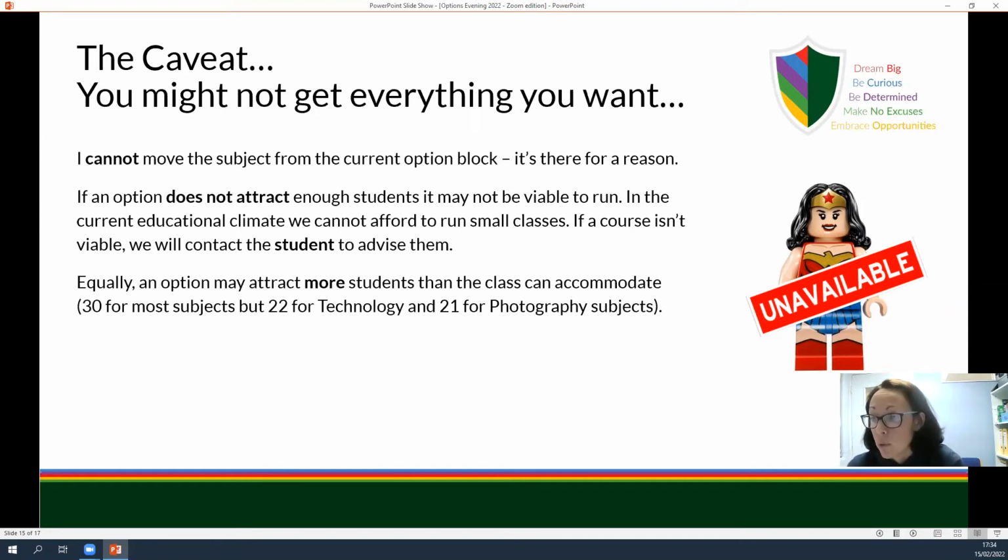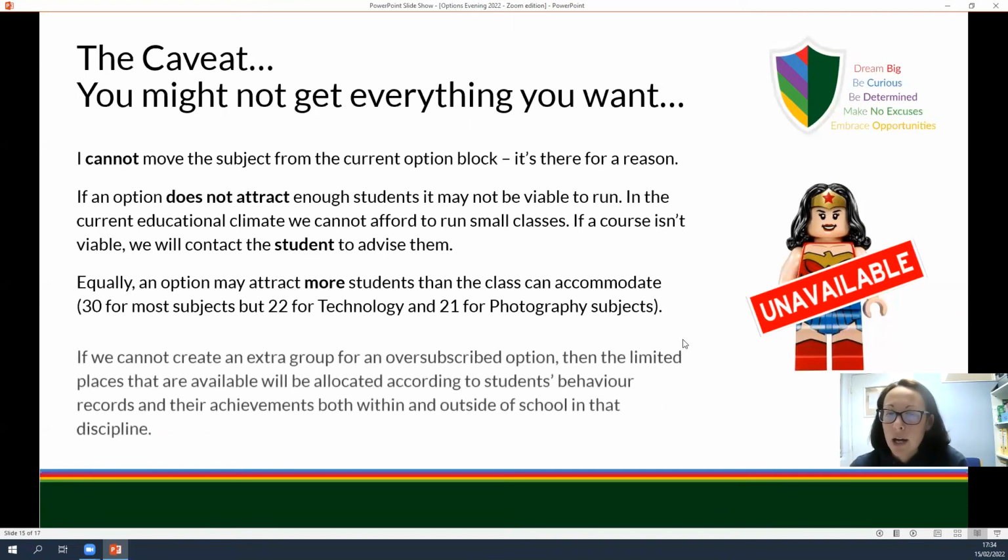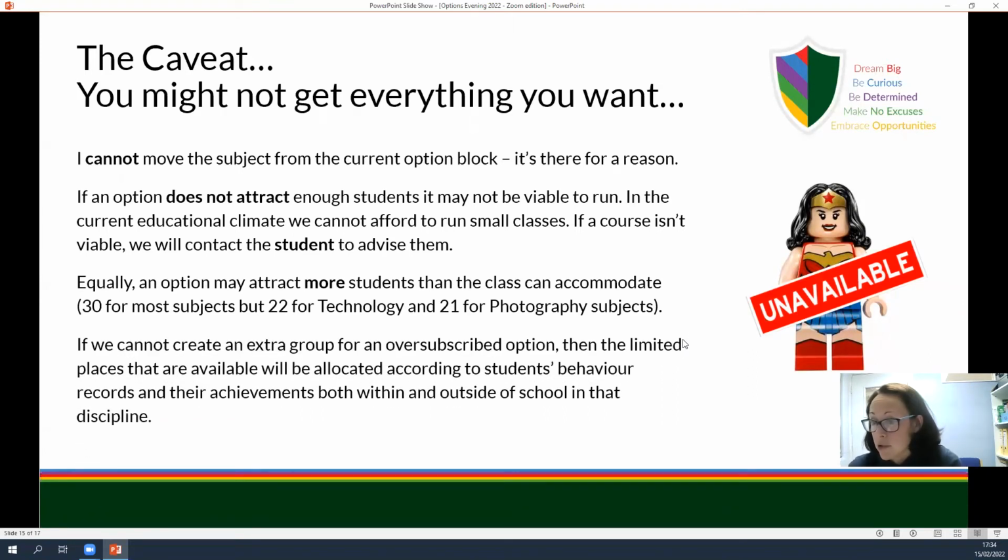But if it does attract more than I can cater for, and there's an oversubscription, we follow our oversubscription policy, and that's so that it's fair. So what we will do is allocate the spaces available according to the students' behaviour records, their achievements both within and outside of school in that discipline. So, for example, in the past, we've had an oversubscription for photography. I've had to download the behaviour report from those students, and I've rank ordered the students in terms of the amount of behaviour points that they've attained.